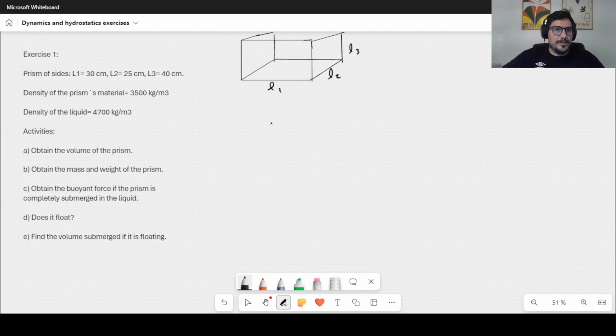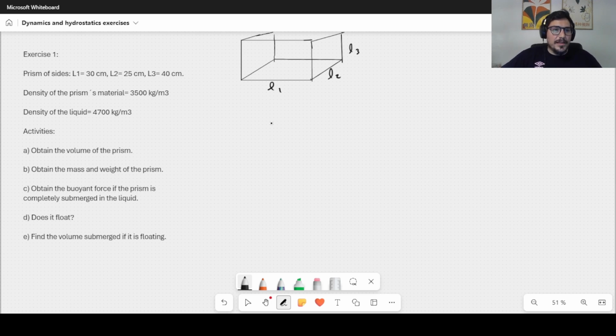You receive a prism of sides 30 centimeters, 25 centimeters and 40 centimeters. Yes, a prism is a box like this one. The density of the prism is 3,500 kilograms per cubic meter, and the density of the liquid, which is not written here, but the idea is to submerge the object in a liquid of density 4,700 kilograms per cubic meter. Think that this density is 4.7 times the density of water. The density of the material is also denser than water, 3.5 times.